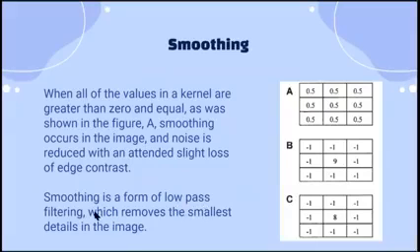Smoothing is a form of low-pass filtering which removes the smallest details in the image. So it makes everything uniform. For example, in 1 pixel, they all have the same values. That means they have the same brightness or density in the image.